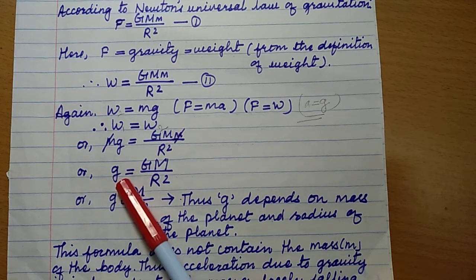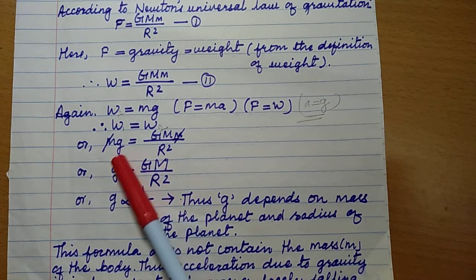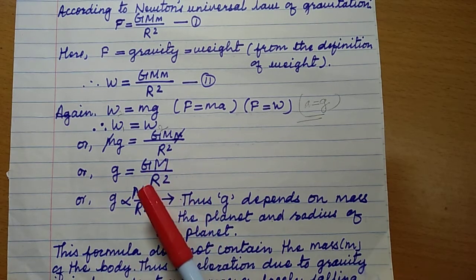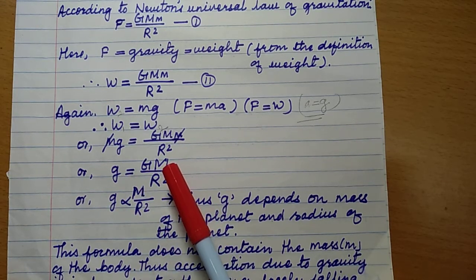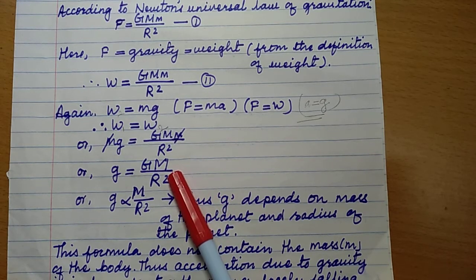So what remains is small g equal to GM divided by r square. This is the formula for acceleration due to gravity, g equal to GM by r square. We use this formula to calculate acceleration due to gravity.